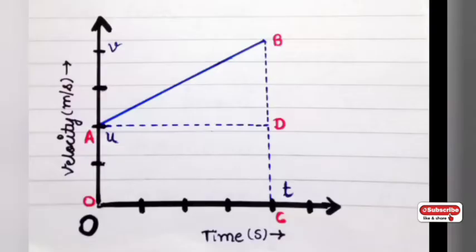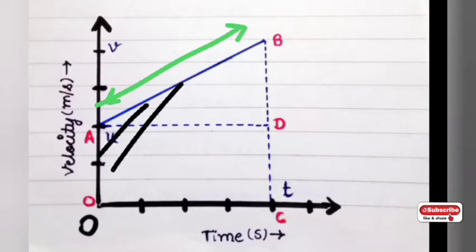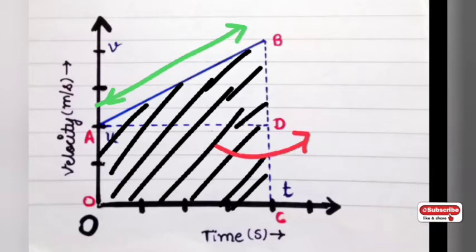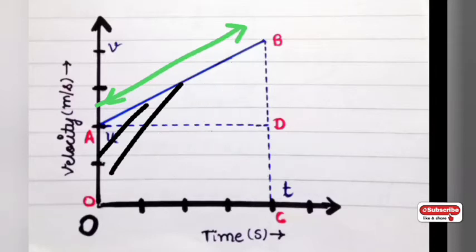So this is the main formula that we are going to use to derive the next equation. AB is the graph which is describing the motion of the object. So what is the area under this graph? The area under this graph will be this whole area. When we find the area of this graph, what we get is the distance traveled by the object. So how can we find the area under this graph?